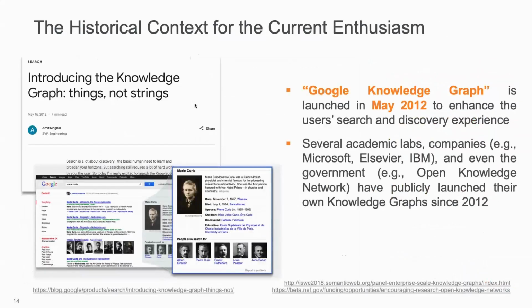So, what is the historical context of the current enthusiasm? Google released the Google Knowledge Graph publicly in May 2012, and they mentioned that this knowledge graph is the one that enhances the user search and discovery experience. If you are familiar with the Google search interface, if you search for something, you get this nice knowledge panel, and that knowledge panel is actually being generated from the knowledge graph. Over the last decade, several academic labs, companies such as Microsoft, IBM, even Elsevier, and even the government have publicly launched their own knowledge graphs since 2012.